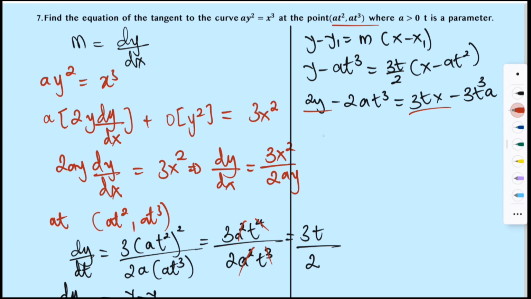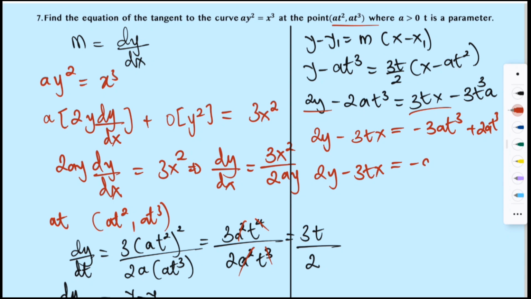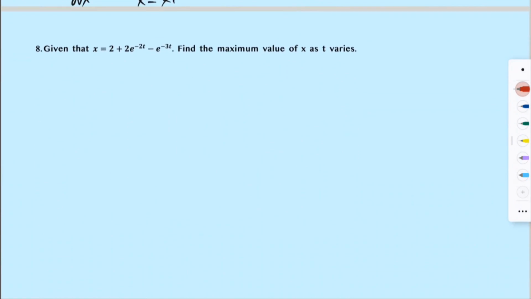So I'm going to bring the x and the y to one side of the equation. This would be 2y minus 3tx equals negative 3at cubed plus 2at cubed. Okay, then 2y minus 3tx equals negative at cubed, and that is the equation of the tangent to the curve. Moving on to question number 8.